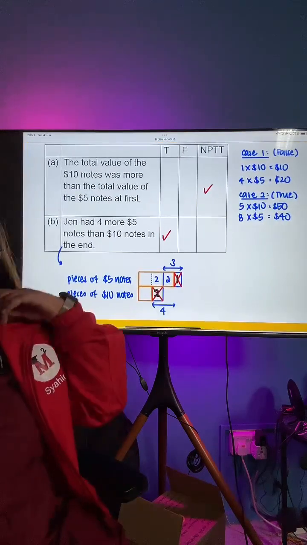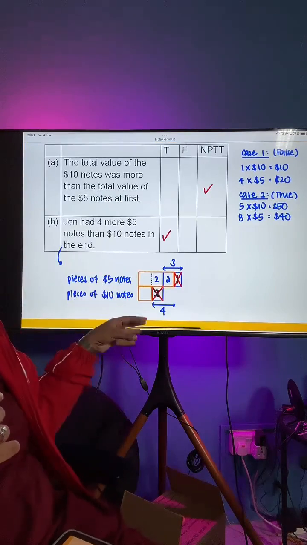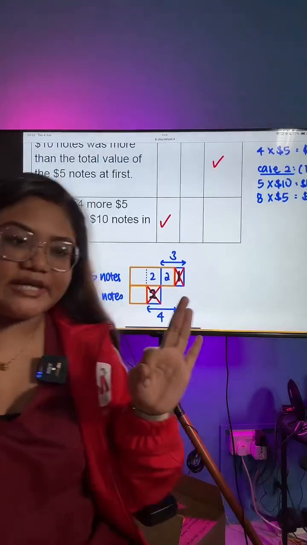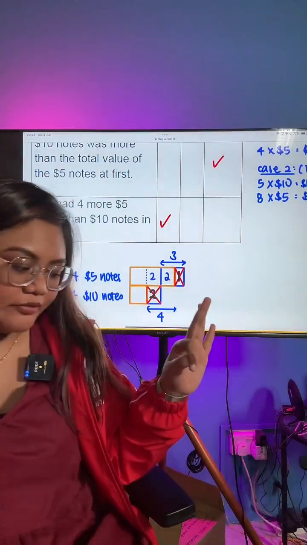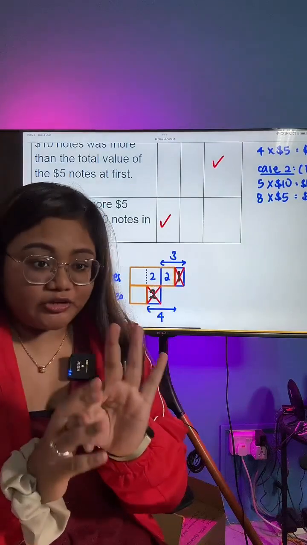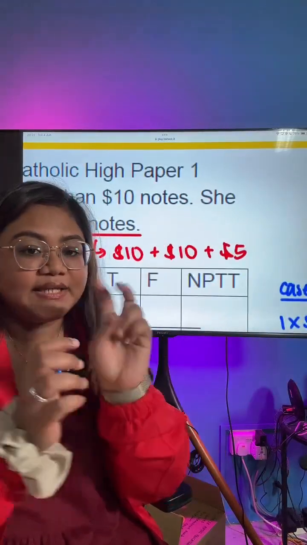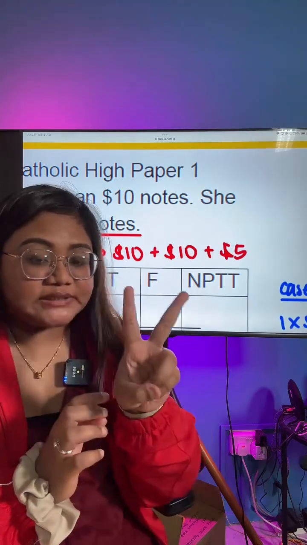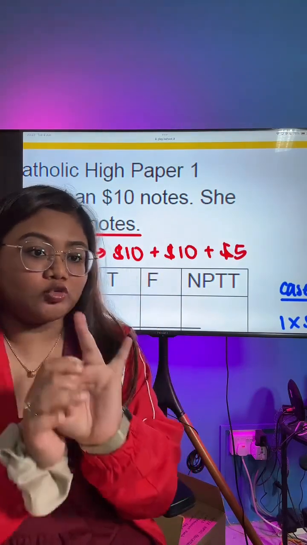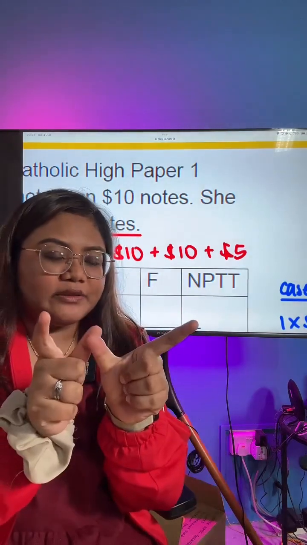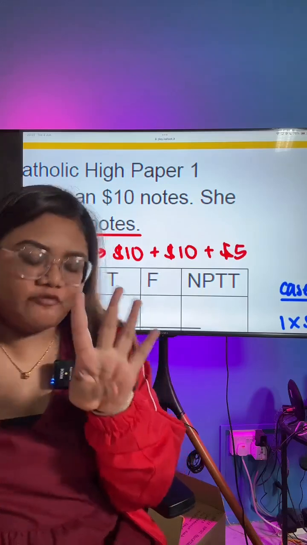Part B. Jen had 4 more $5 notes than $10 notes in the end. This one is very simple. At first I got 3 more $5 notes. Because I used up one of them, suddenly I got 2 more only. But for my $10 notes, I also used 2 of them. So now I increase my gap to become 4 more.